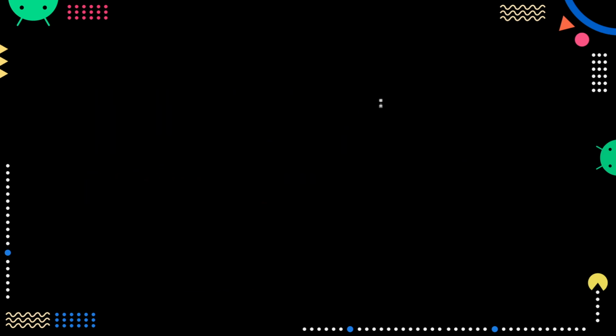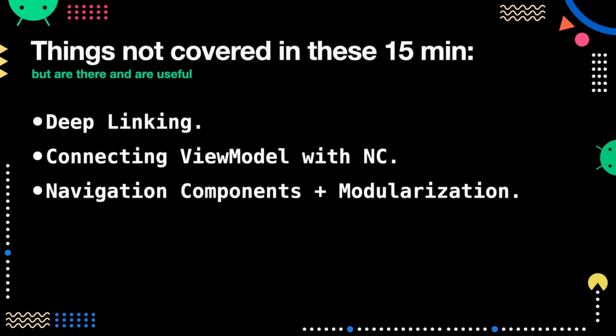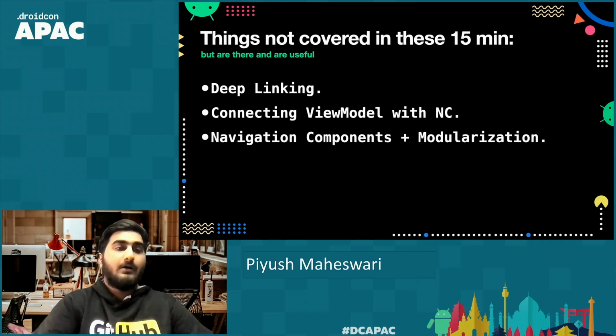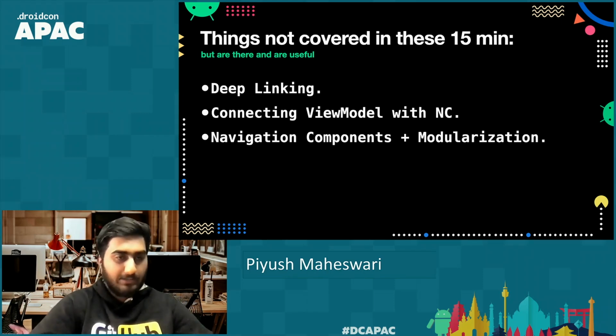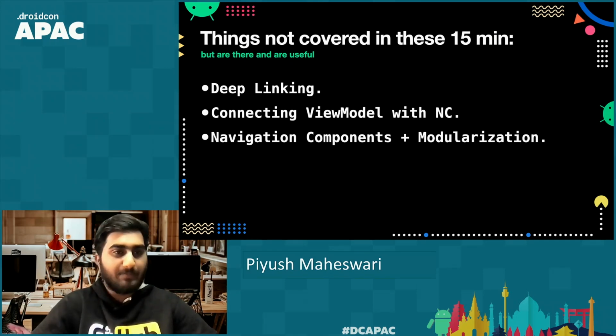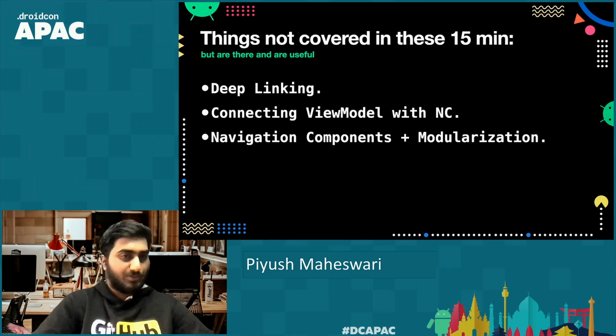So things not covered in these 15 minutes were deep linking. It's really simple. You just need to add the deep link tag with one parameter, URI, and set it as a parameter. Similarly, like the way you added an argument, you add it as a deep link, and just the way we passed it using bundle as a second parameter, we pass the deep link URI with the navigate function.